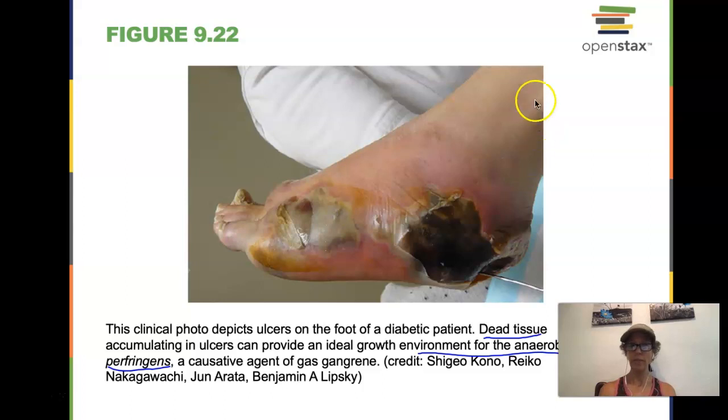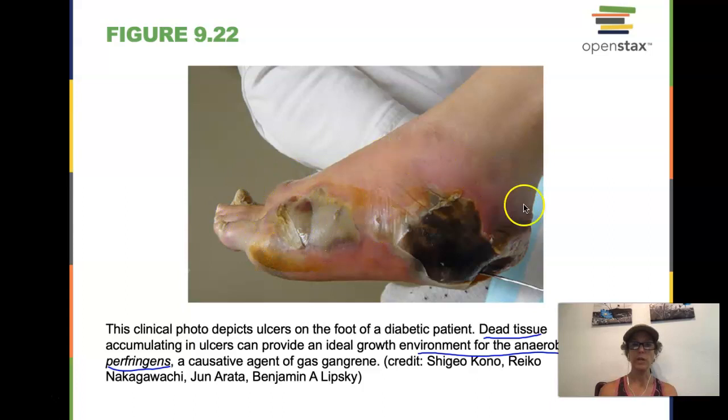Hope you weren't eating. This image is shown here. You'll see similar ones when we get to systemic diseases. This is ulcers on the foot of a diabetic patient. These sorts of lesions create an anaerobic environment. The dead skin no longer has oxygen flowing to it, and then the anaerobic bacterium Clostridium perfringens causes gas gangrene. So the gangrene is the dead tissue.